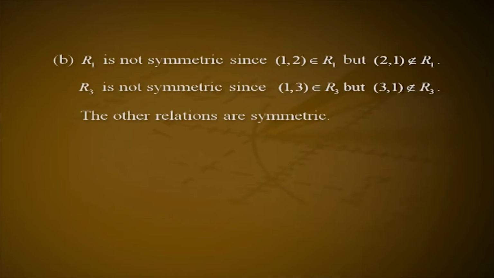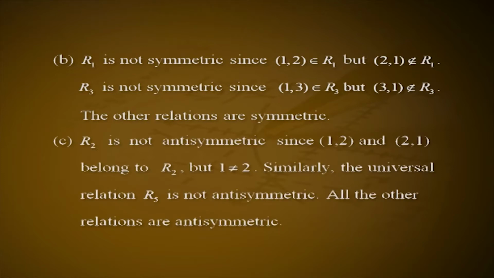b. R1 is not symmetric since the ordered pair (1,2) belongs to R1 but the ordered pair (2,1) does not belong to R1. R3 is not symmetric since the ordered pair (1,3) belongs to R3 but the ordered pair (3,1) does not belong to R3. The other relations are symmetric.